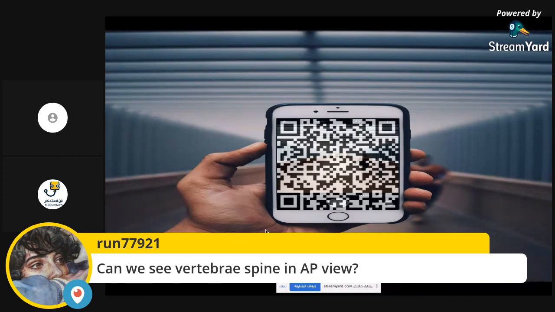There was a question: can we see the vertebral spine in the AB view? Yes, we can. In the AB view we can, but the penetration is not that much. We can see it, but it will not appear or be as clear as in the BA view. The BA view shows us more clearly.